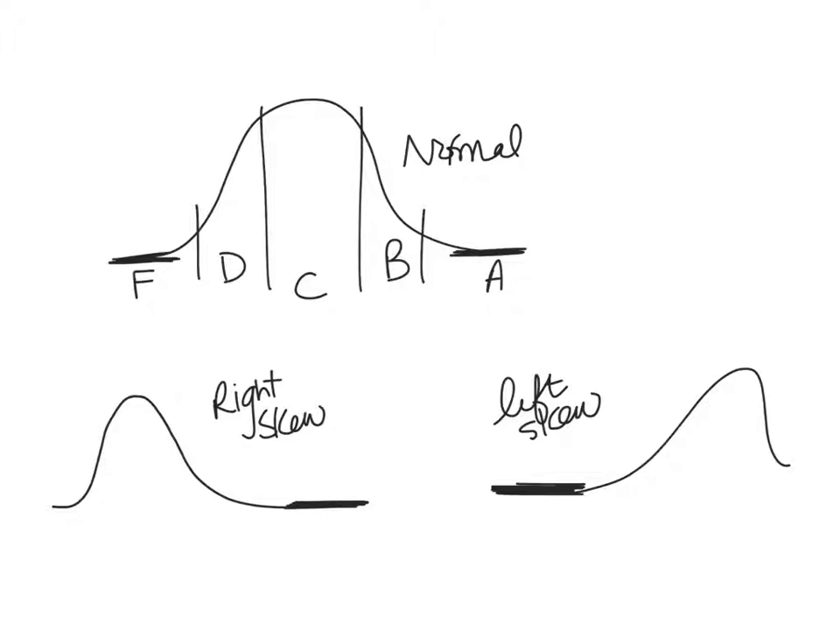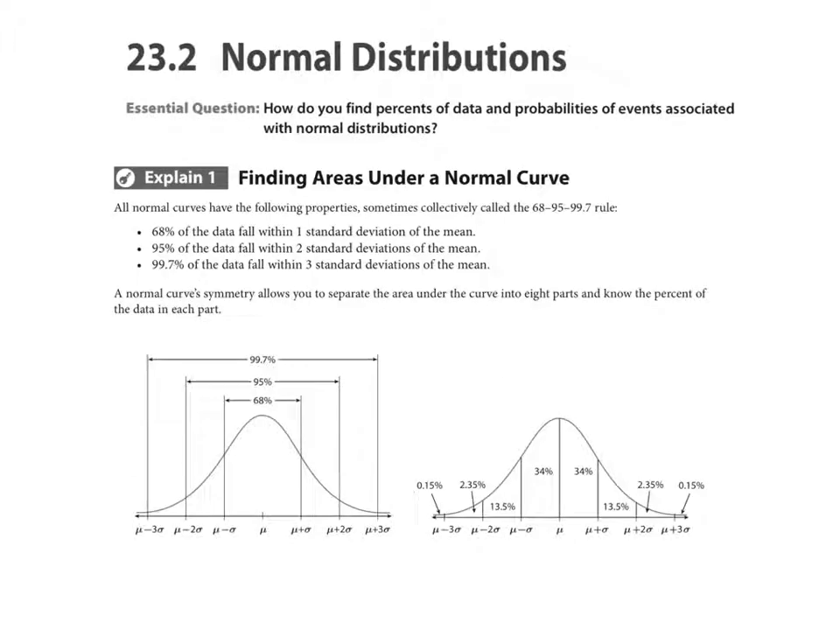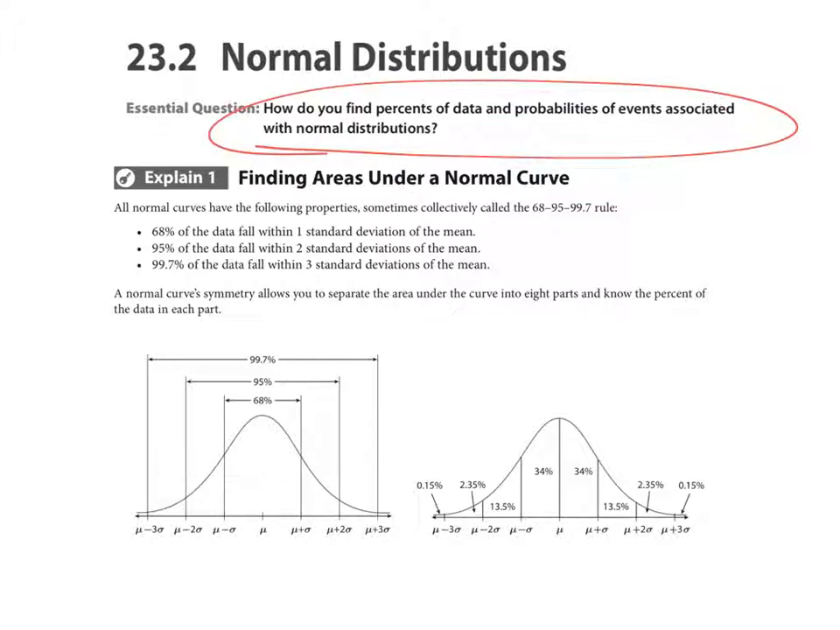So let's look at some percentages, because the question today is how do you find percents of data, and specifically how do you find probabilities associated with normal distributions? That's what we're doing, using normal distributions to find probability. There are a few different ways to memorize this, but this is what you need to memorize: the 68, 95, 99.7 rule.